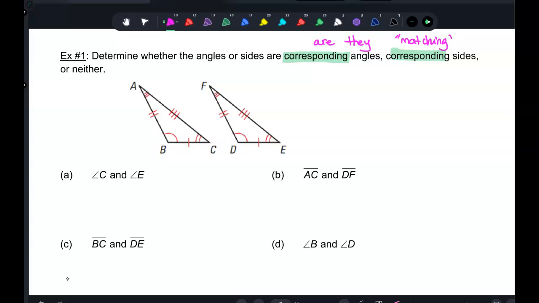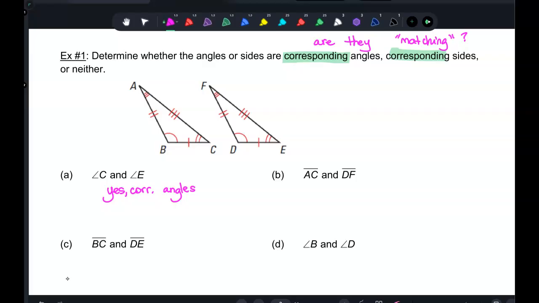Okay, so the first one. Yeah, so we're just going to write yes or no. C and E. Are C and E matching parts? Yes. Oh, yeah, we have to say yes. Here, I'll just abbreviate corresponding angles.